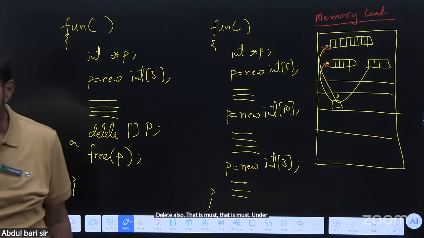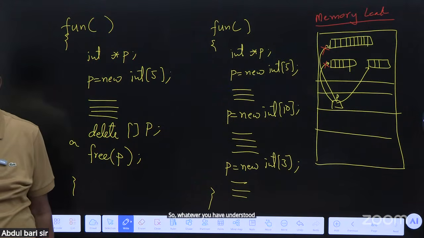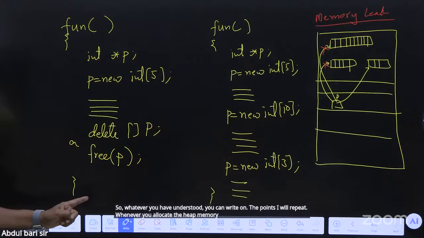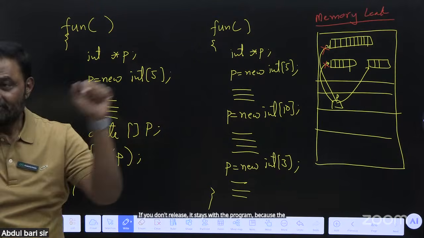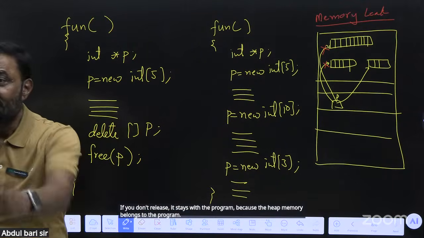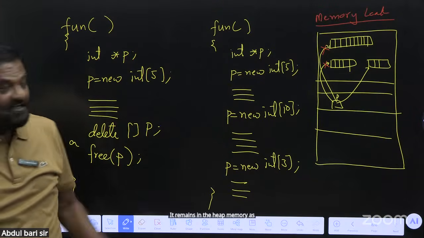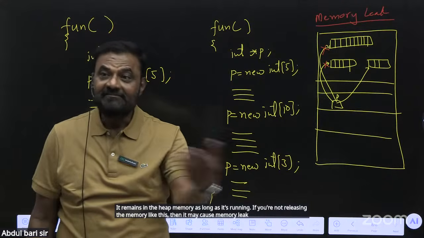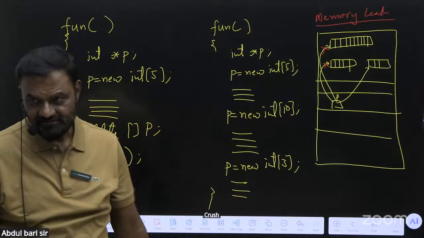Understood this one? So whatever you have understood, you can write down. The points I will repeat. Whenever you allocate heap memory, you must release it, right? Because it's a resource. If you don't release it, it stays with the program, because heap memory belongs to the program, stack memory belongs to the function. It remains in the heap memory as long as the program is running. If you're not releasing the memory like this, it may cause a memory leak. At one stage, the program will crash. That's all. These are the points.